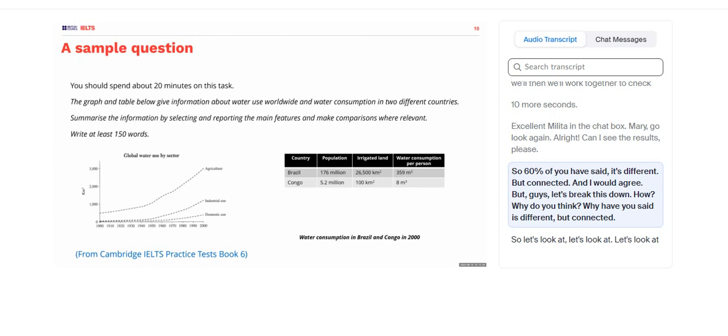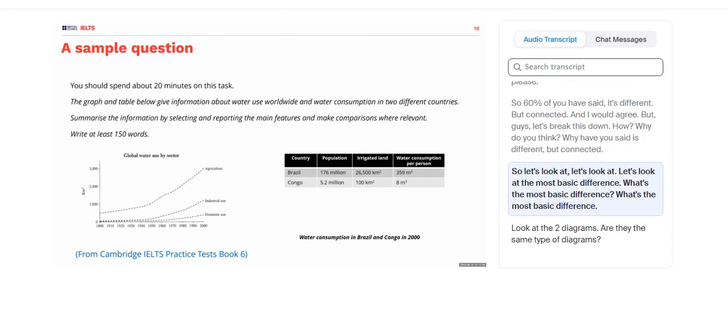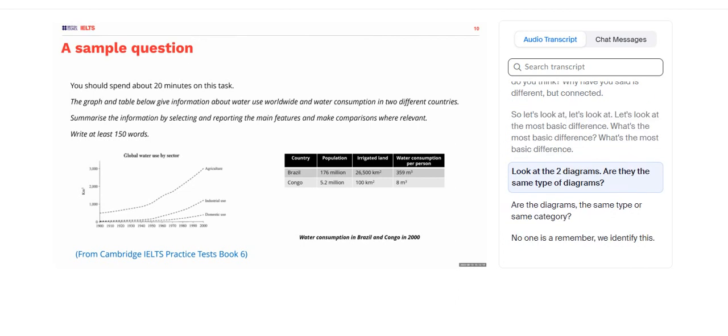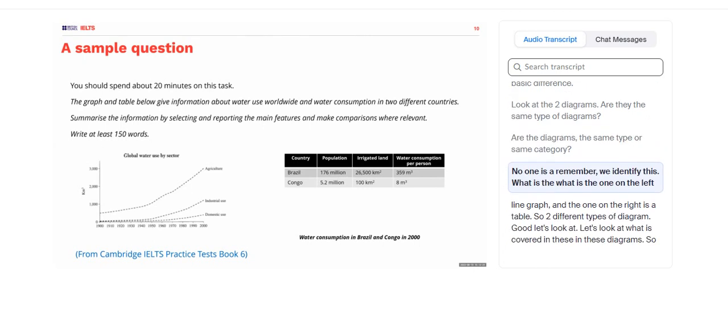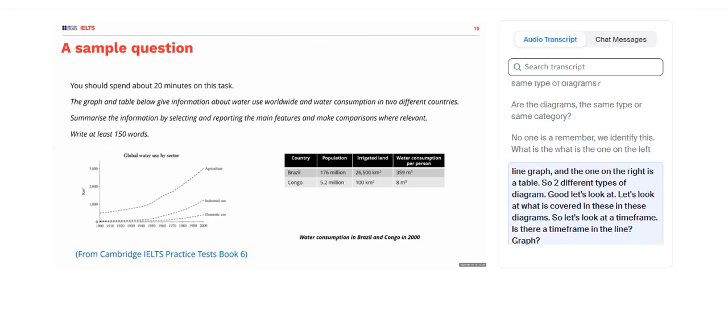But guys, let's break this down. Why have you said it's different but connected? So let's look at the most basic difference. What's the most basic difference? Look at the two diagrams. Are they the same type of diagrams? Are the diagrams the same type or same category? No, one is... remember we identified this. What is the one on the left? Line graph, and the one on the right is a table. So two different types of diagram.